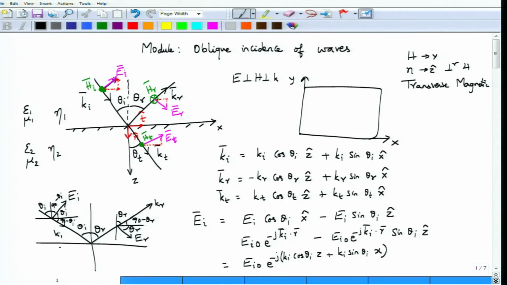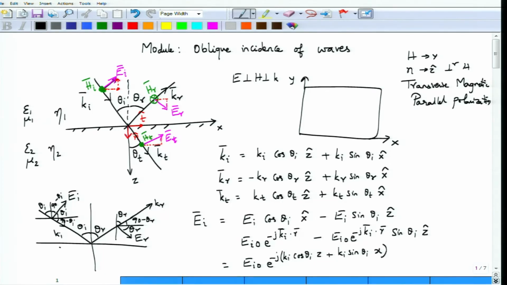There is a component of E along z direction, and z direction is the normal to the interface, and therefore we say that the electric field is in the plane of incidence, the plane of incidence being formed by the k vector and the normal to the interface. In that plane you actually have an electric field sitting there, okay. Therefore, this is called parallel polarization, wherein the electric field is parallel to the plane of incidence.